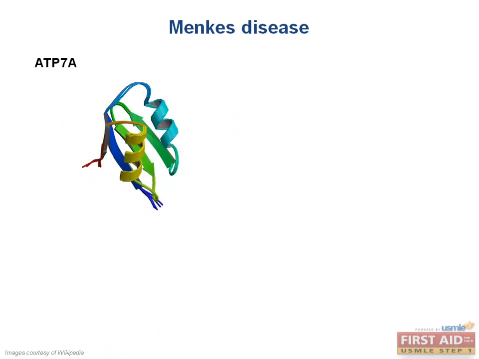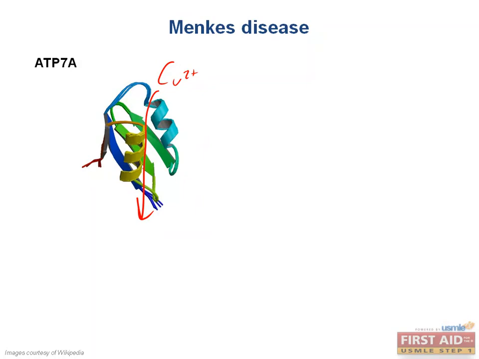Next, we have Menkes disease, which kind of indirectly affects collagen. Menkes disease is caused by a defective gene called ATP7A on the X chromosome, so this is an X-linked recessive disease, and it's extremely rare, only affecting about 2 or 3 people out of a million. This gene codes for an ATP-dependent copper transporter, which is found in most tissues including the small intestine, where it helps absorb copper from the diet.